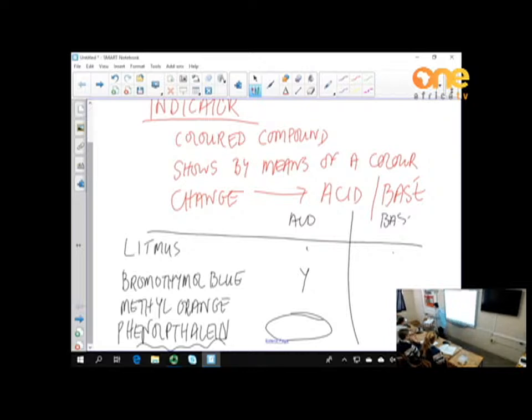Then I said to you, universal indicator. You get different types of universal. The one generally used in the laboratory goes red, orange, yellow, green, blue, indigo, violet, exactly the same as the colors of the rainbow. Green being neutral, red very strongly acidic, and violet strongly basic. Okay.